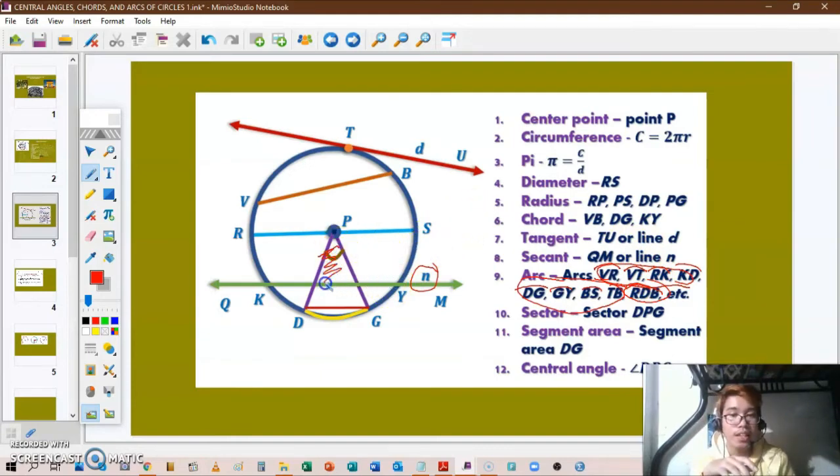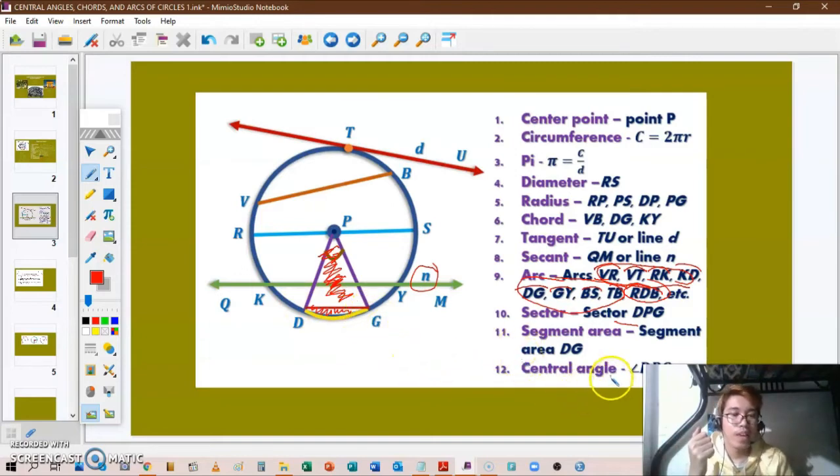Again, guys, the sector is an area, part of an area of a circle. And then we have the segment area. Again, the segment area is the area found under the triangle of the sector of a circle. So you see here triangle PDG. It's part of the sector of the circle PDG. So the area under that, the area DG. So there you go. That is a segment area.